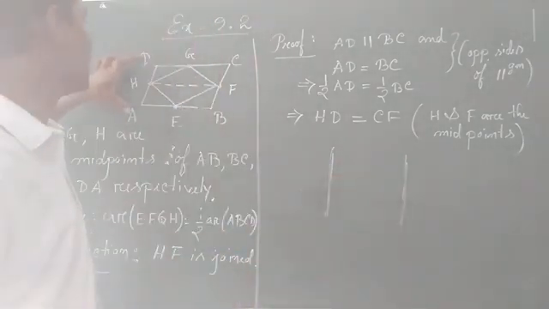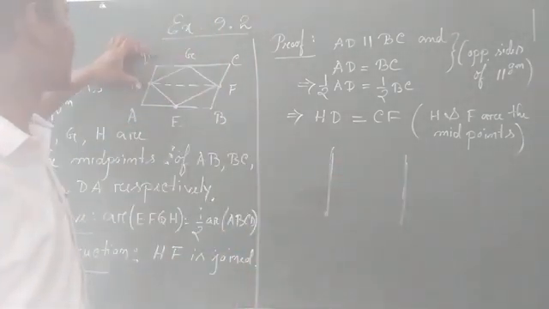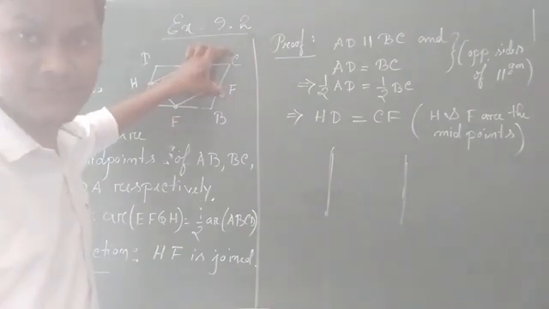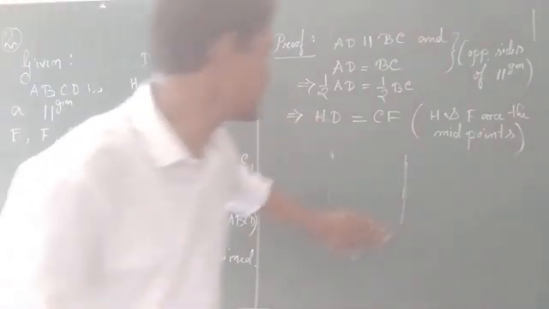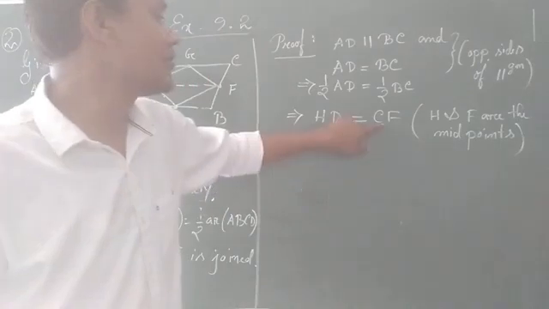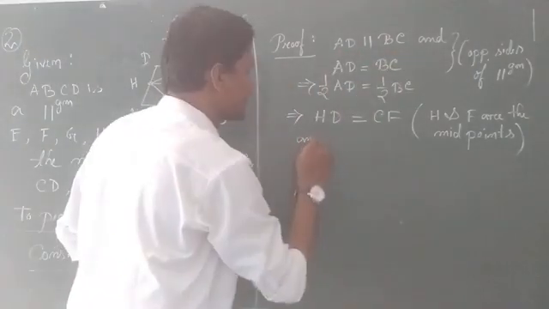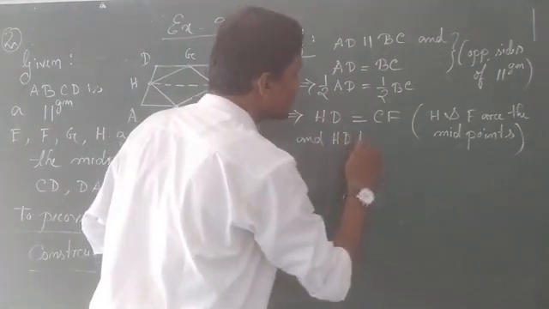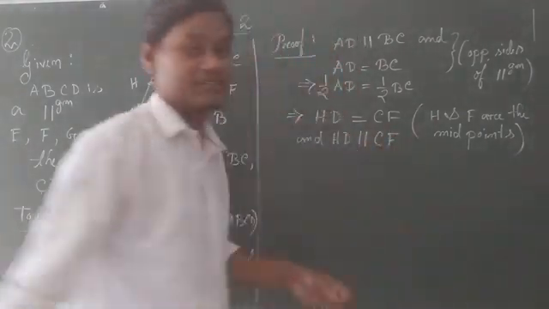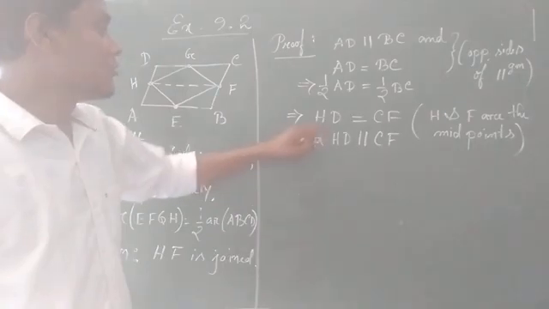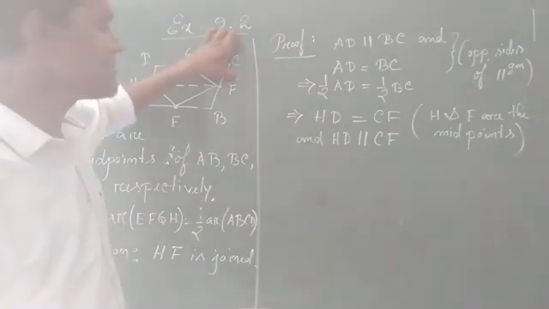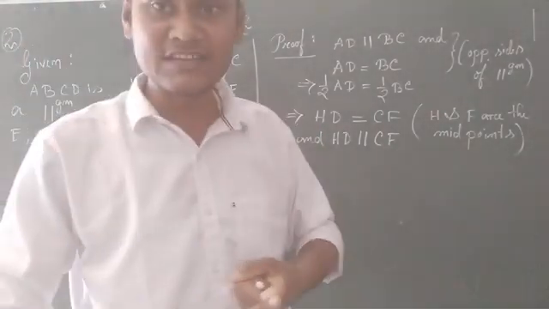Similarly, this long AD line is parallel to the BC line. Now look, HD will also be parallel to CF. I can write HD is parallel to CF. So HD is equal to CF. I can write from here AD parallel to BC, and HD parallel to CF. So now look, HD is equal to CF and HD is parallel to CF.